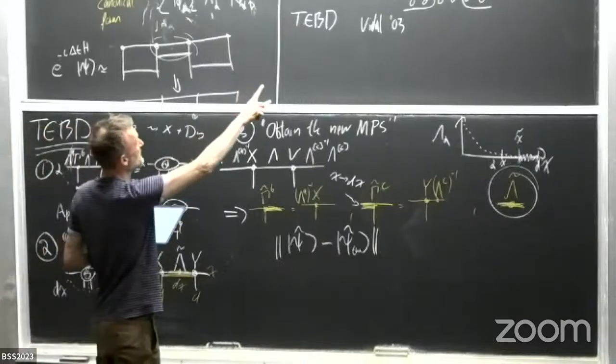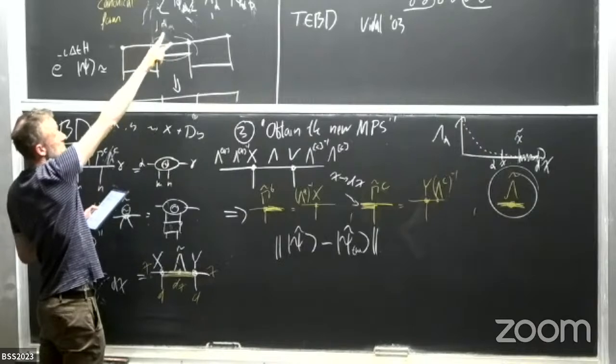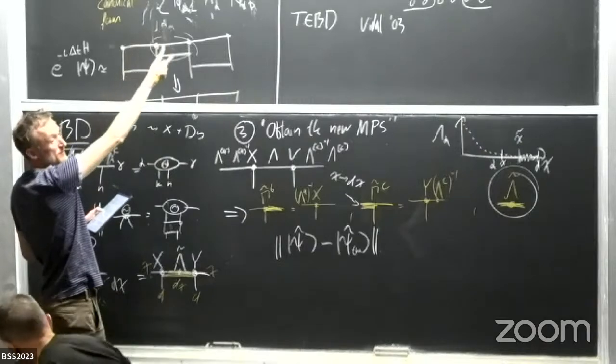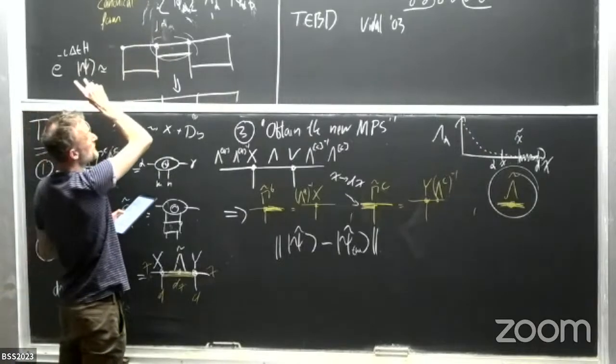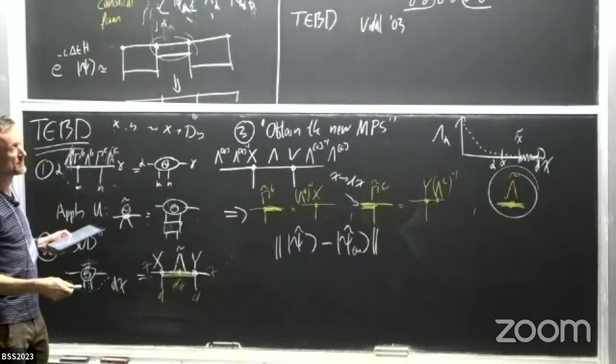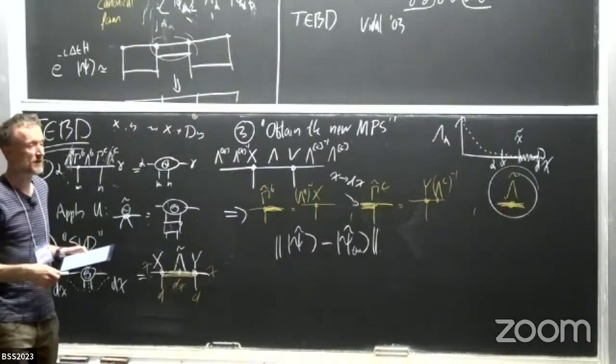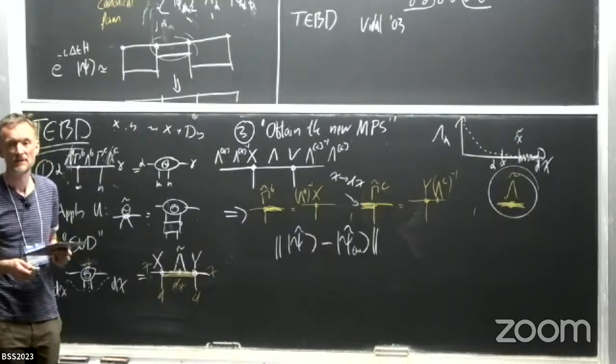Right. So as I showed in this recap, you have these lambdas, and if you contract everything left of this lambda and everything right of this lambda, you're getting the left and the right Schmidt values respectively.